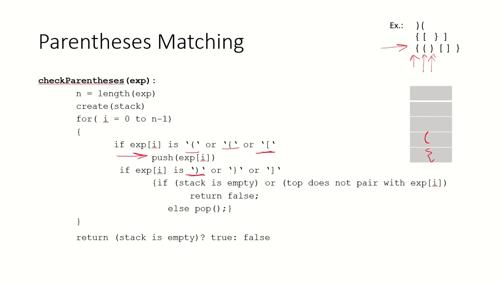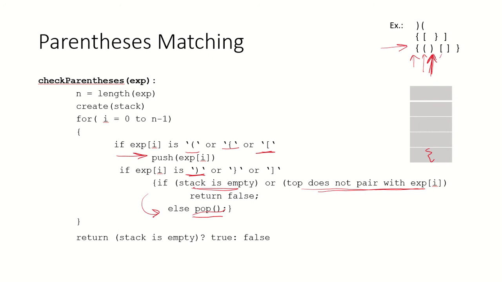And now what do we have to do? We have to check whether the stack is empty. No, the stack is not empty. Does the top pair with the expression character? Yes, it pairs, because this is a closing round bracket and the top of the stack is pairing with this. It is a counterpart of this character. So we will simply do a pop operation. That means the top element will be popped out of the stack.